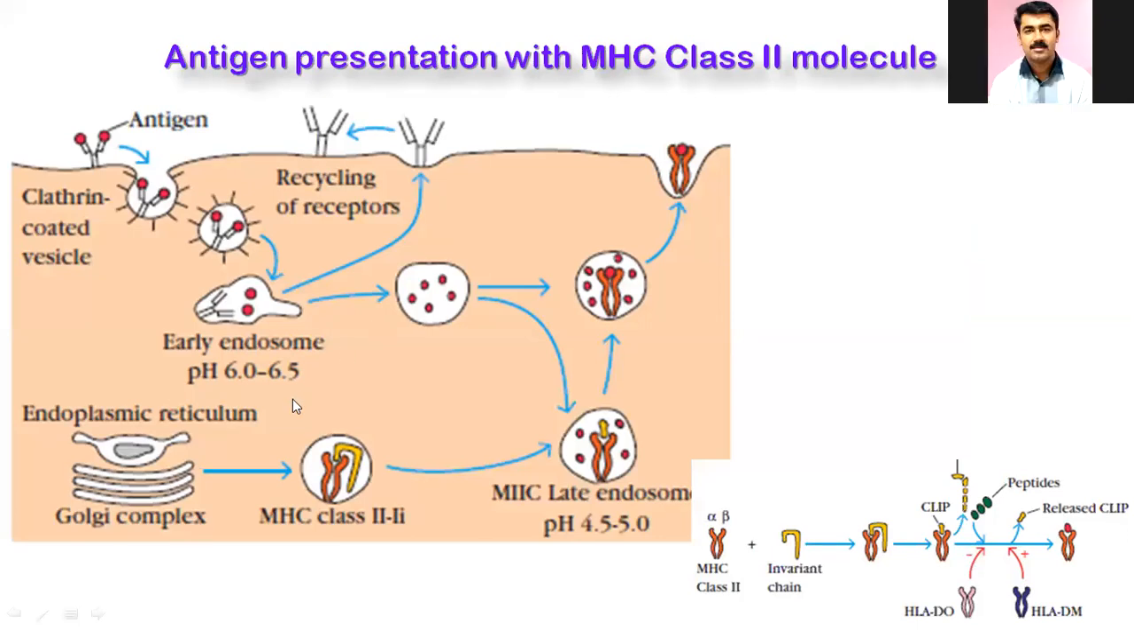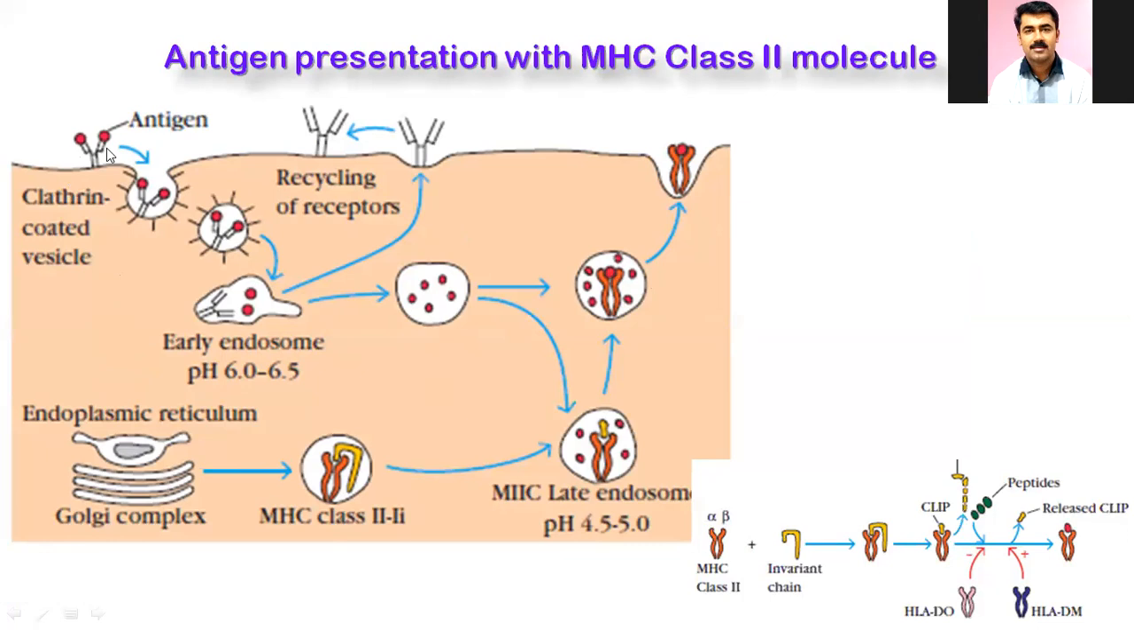Okay, so let me finish up this quickly. Another pathway is where the antigen uses the MHC class 2 molecules. The class 2 molecules are presented on the cell surface by endosomal or lysosomal degradation.